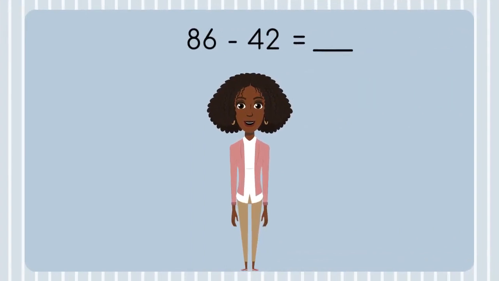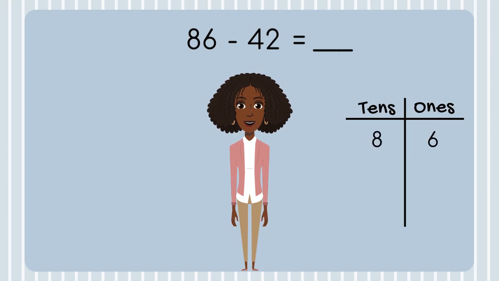Let's begin with this equation, 86 minus 42. I know these numbers are pretty big, but don't worry, I'll break it down and show you a strategy that'll make subtracting two-digit numbers super easy. First, I'm going to create a place value chart for my numbers. I'll place my numbers from my equation into my place value chart.